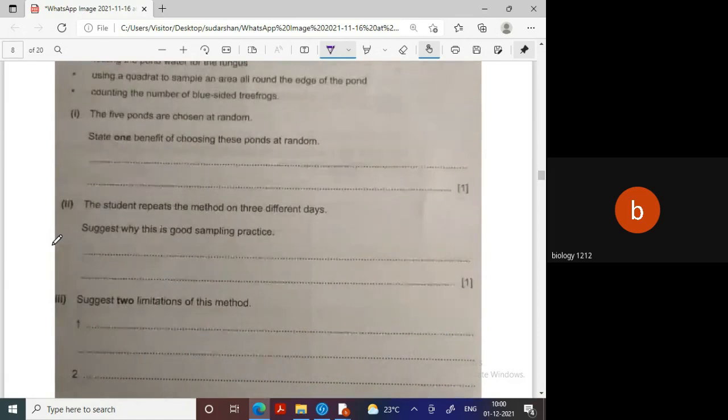Now, state one benefit of choosing this pond at random. It's very simple. This is all basically related to your knowledge-based question, directly from the textbook. So this is giving you sampling will give an accurate result. That's the benefit, an accurate result.